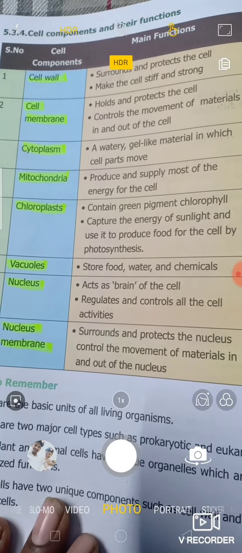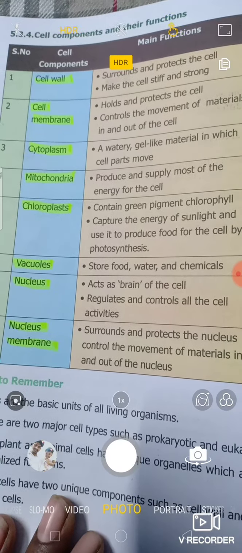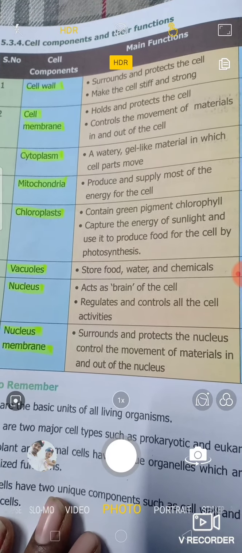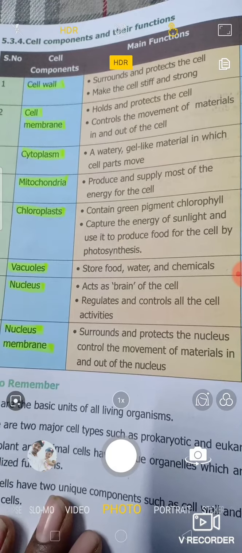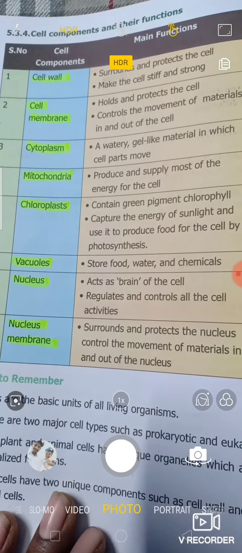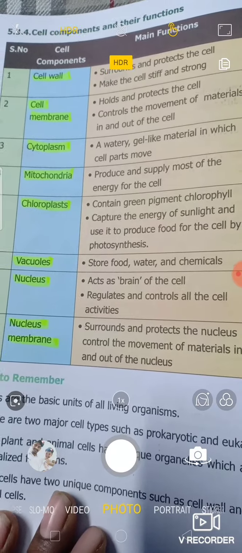Its special name is control center. Nucleus membrane surrounds and protects the nucleus, controls the movement of material in and out of the nucleus. Its special name, gate of the nucleus.